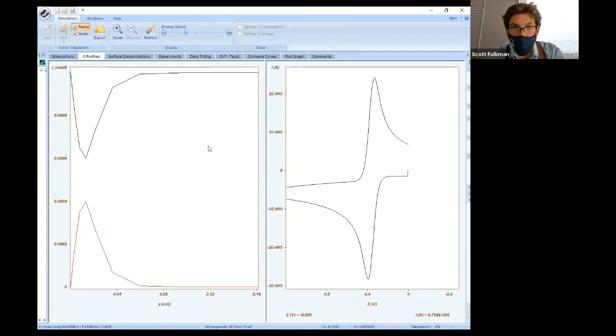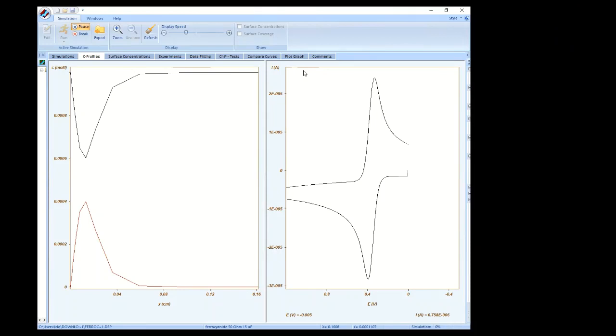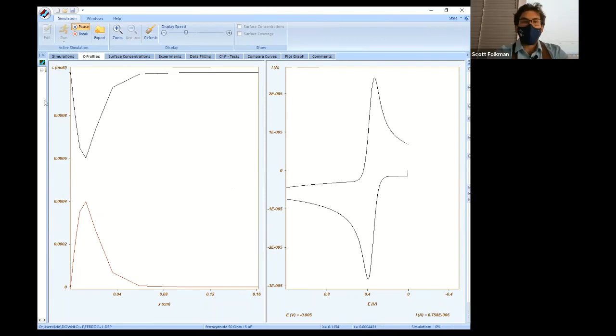Okay, friends on Zoom, can you see two graphs? Yes. Okay, I think that was a yes.